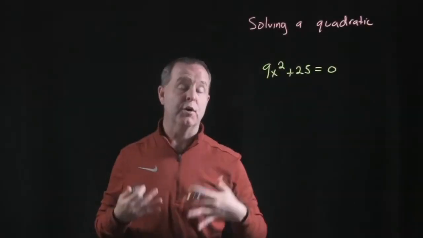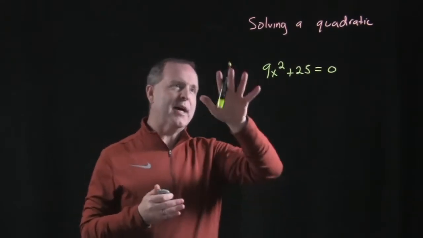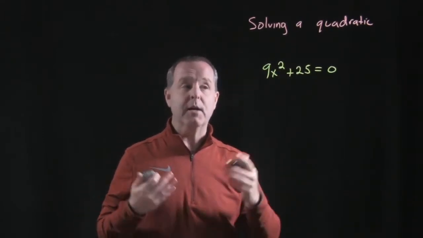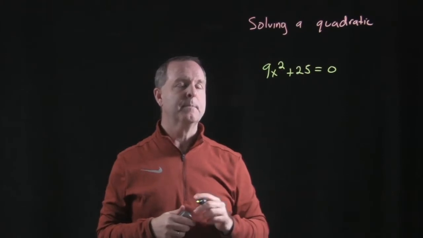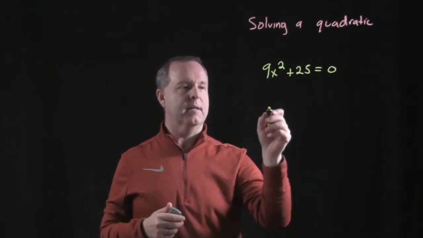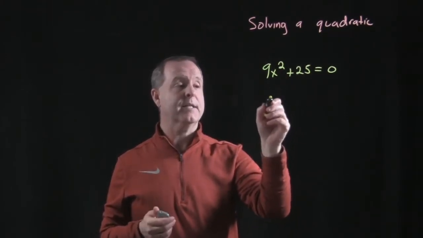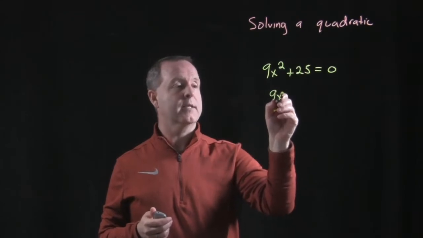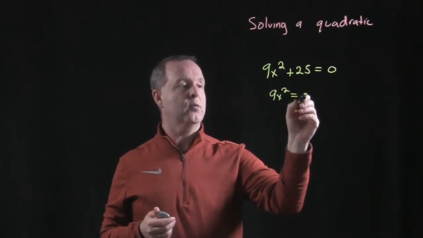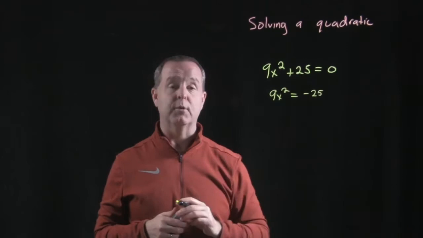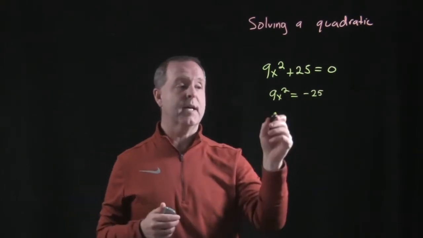This example is going to introduce to us another idea as we learn how to solve a quadratic with the help of the square root property. So again, let's solve it step by step, or isolate x is what we're going for. So 9x squared equals a negative 25. Subtract 25 on both sides, divide both sides by 9.